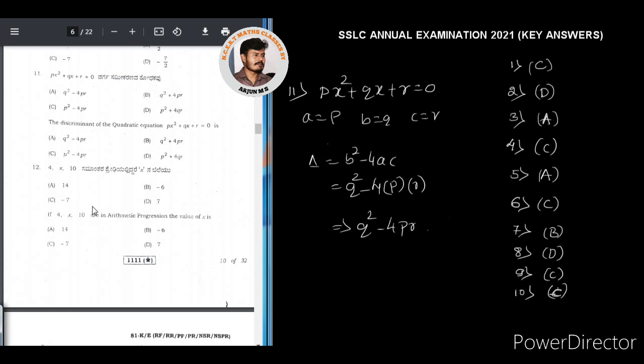So for the 11th question, option A is correct. q square minus 4pr is the right answer. Option A is the correct answer for the 11th question. So now take down the 12th question.